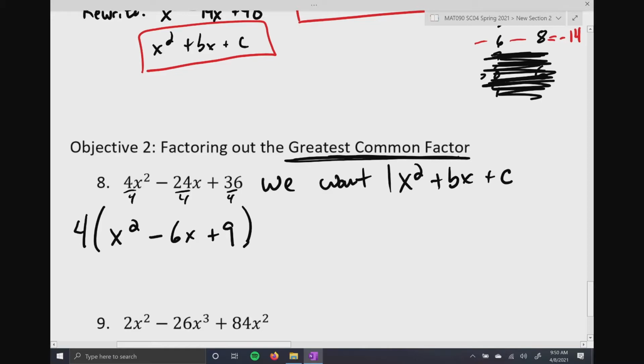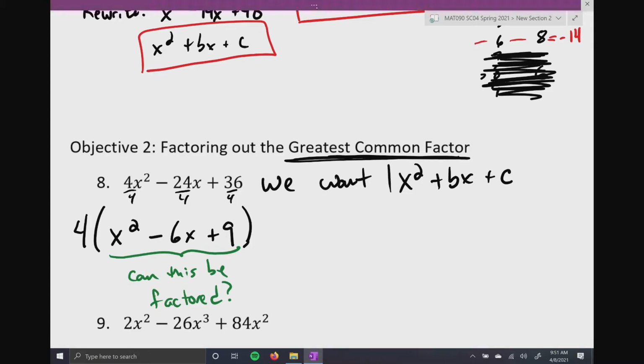Now, here's the question we're asking ourselves. Since we've factored out our GCF, the question becomes, the trinomial inside the parentheses, can it be factored? And the only way to check yourself is to factor it. So here's what I'm going to write. I'm going to write it in red. The 4 comes along for the ride.